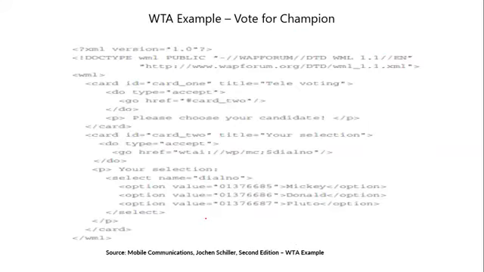Okay, now let us discuss some more examples for WTA. So, here is an example WML code which uses WTA. See this code, what it does is it is used to vote for a champion. There is a list of champions, and the user can vote. So this is the XML part, and this is the actual WML code.